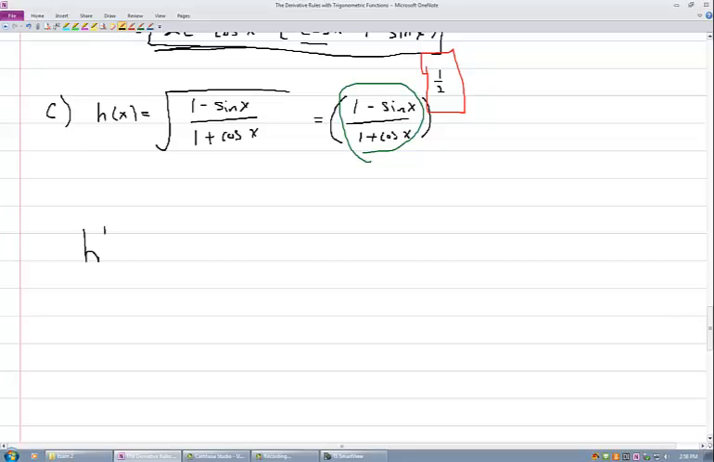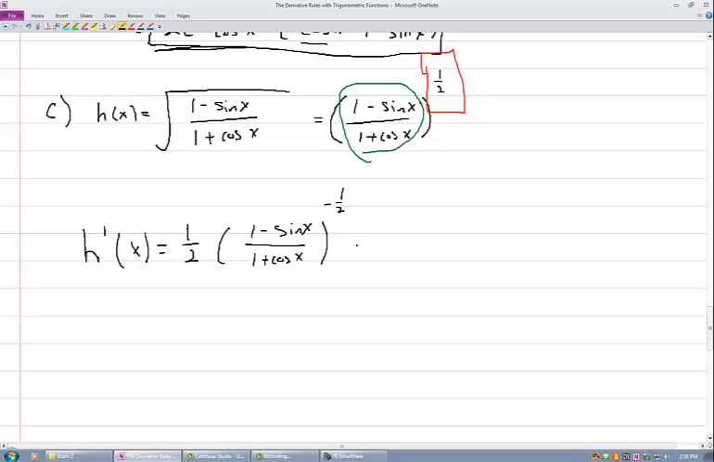So the chain rule says the derivative h prime of x is equal to the derivative of the outside. So the 1/2 comes down, all times 1 minus sine x divided by 1 plus cosine of x. And then the positive 1/2, you take away 1 and you get negative 1/2, so it's just a power rule, the derivative of the outside. And then times, now here's where it becomes tricky, the derivative of the inside.